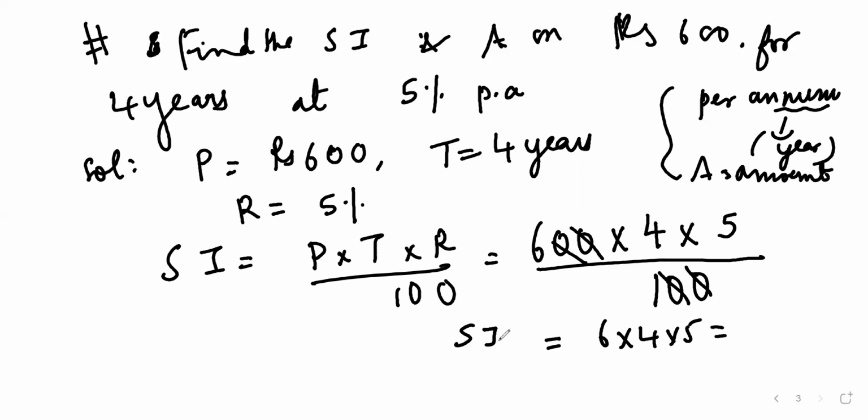Simple interest is 6 5s are 30, 30 into 4 is 120. Okay. So this is the simple interest. All right, so SI will be rupees 120. So that is the additional amount that has to be paid along with the principal.